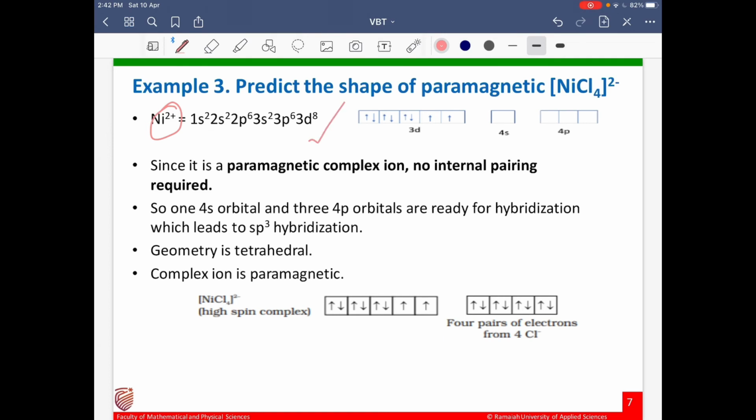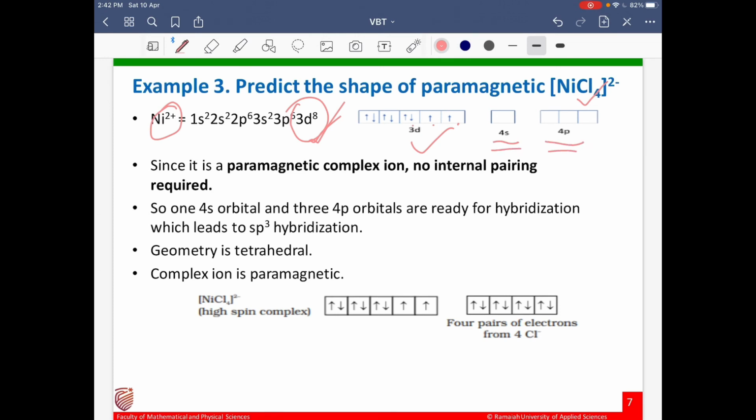And we know that this complex ion is paramagnetic in nature. One more piece of information we have. If I arrange these d electrons in the 3d orbitals, a total of 8 electrons are present. Then there are a vacant 4s orbital and vacant 4p orbitals.